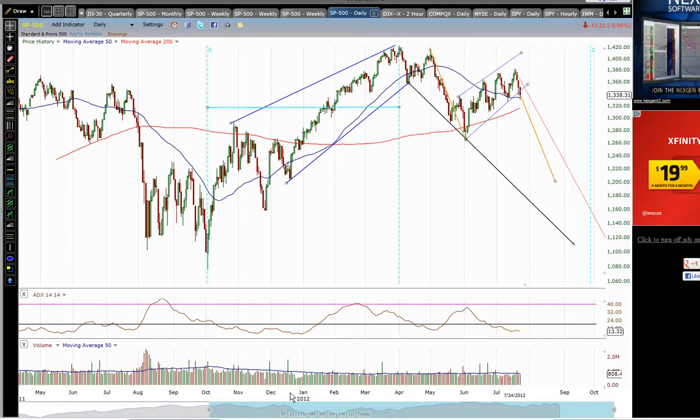It's Tuesday night around 7 o'clock. I wanted to follow up yesterday's video with another video because today's action was somewhat significant in the stock market. The chart we're looking at right here is the S&P 500.